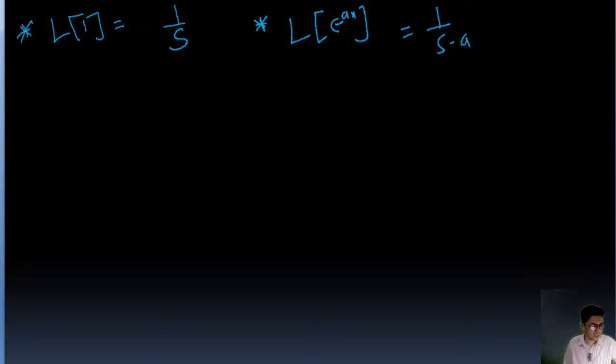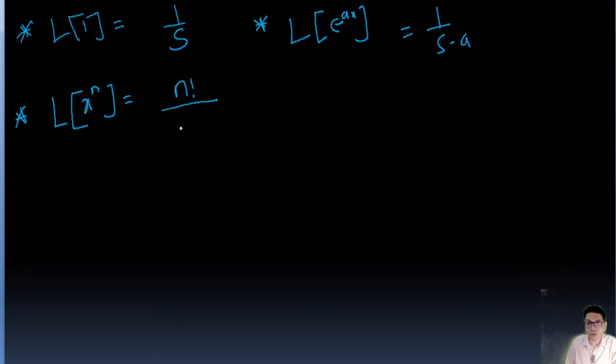Okay, next is the Laplace transform of x to the power n, and this is going to be n factorial upon s to the power n plus 1. n is an integer here. Okay, and s is greater than 0. So the Laplace transform of x to the power n is n factorial upon s to the power n plus 1.